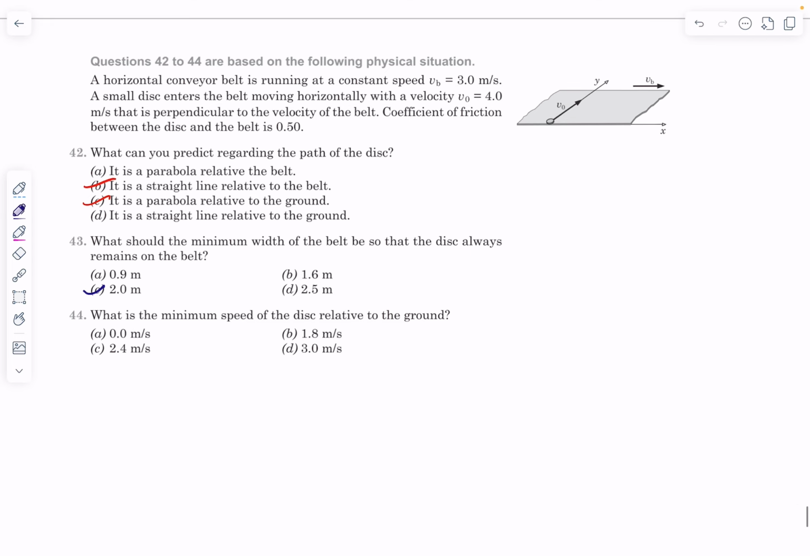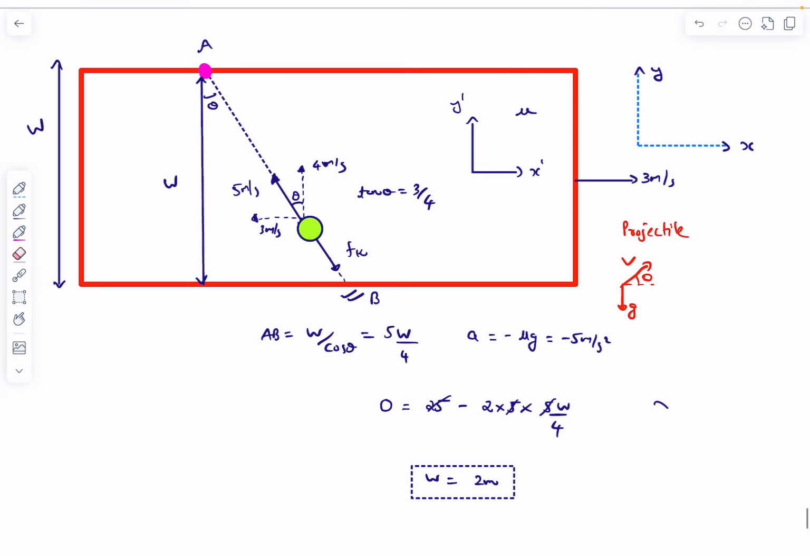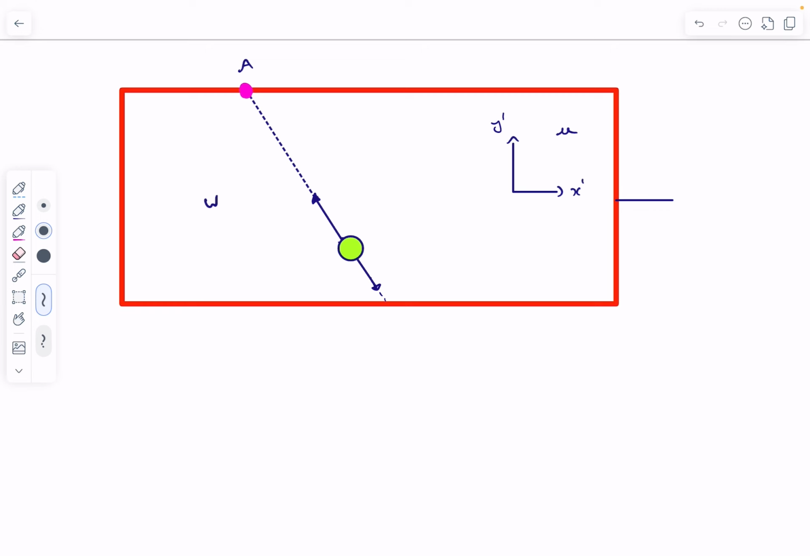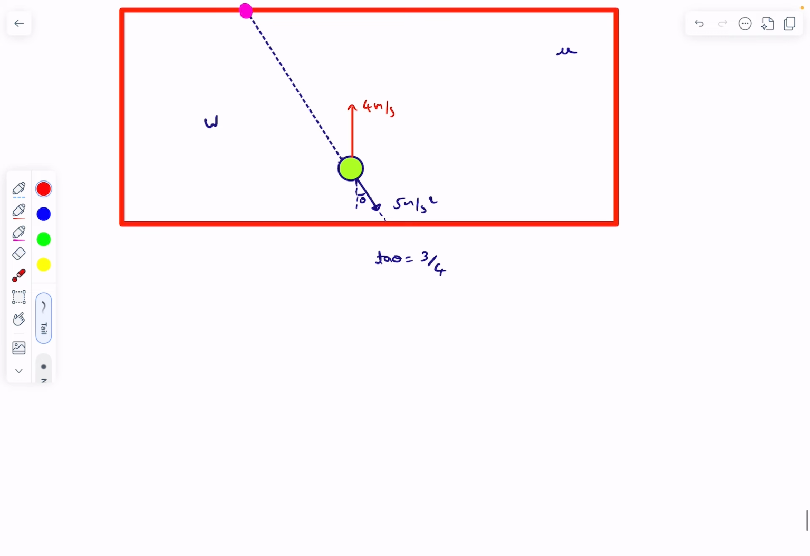Okay, now let's talk about the minimum speed of the disc relative to the ground frame. Okay, so now we have to go back to the ground frame. So let's redraw the ground frame picture once again. Okay, so I'm just going to write the acceleration vector here. So this is 5 meters per second square and we know this angle theta. Okay, so tan theta was 3 by 4. So in the ground frame, once again, the velocity vector was 4 meters per second in the j direction. Okay, so this is the picture that we have. 4 meters per second in the i cap direction and 5 meters per second square acceleration in this particular direction.